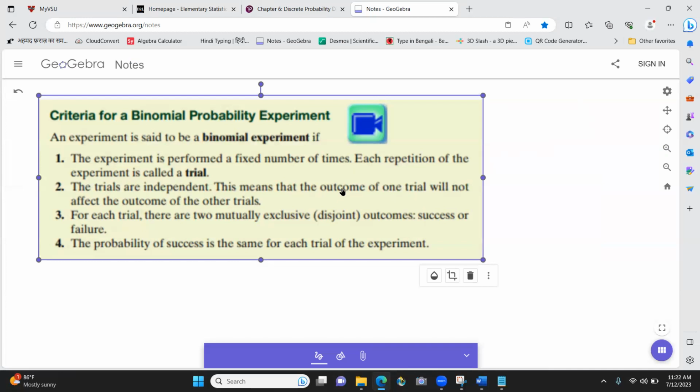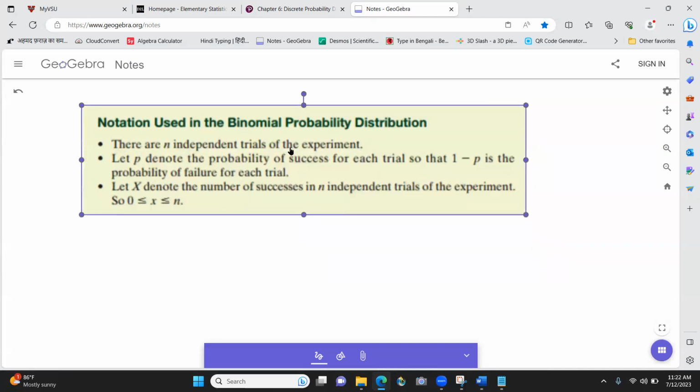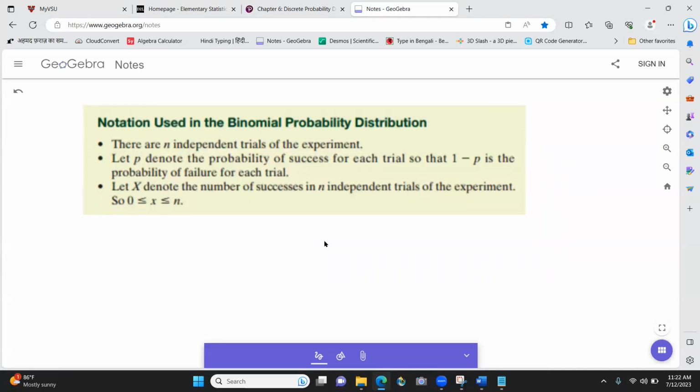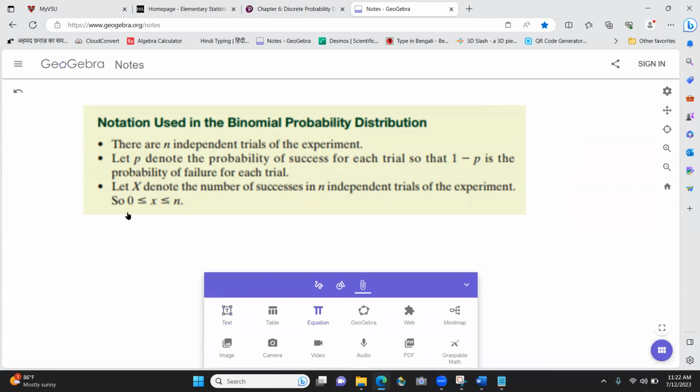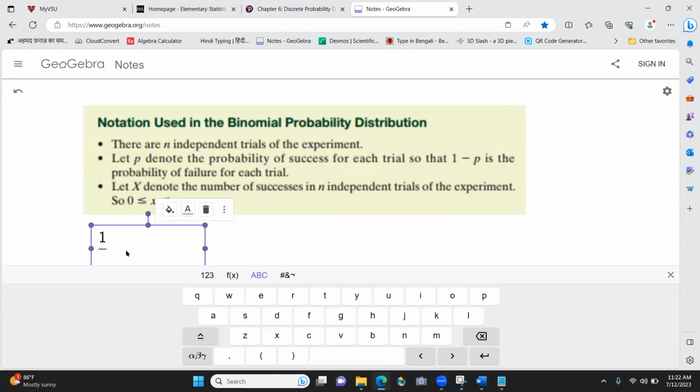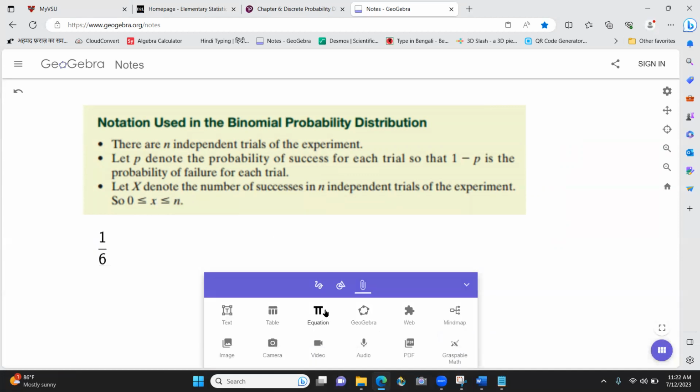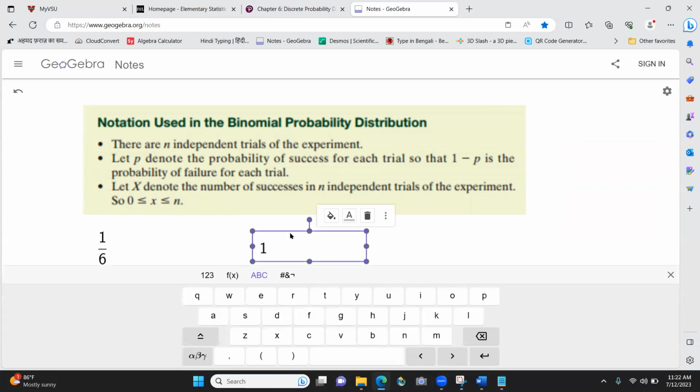A little bit of fancy words. There are n independent trials in the experiment. Now, in our case, it was rolling the die 10 times. Okay. Let P denote the probability of success. In our case, the probability of success was 1/6 because the probability of getting a 6 was 1/6. And the probability of failure was 1 minus P. So let's do this here. Probability of success, 1/6. Probability of failure is 1 minus 1/6, which turned out to be 5/6.